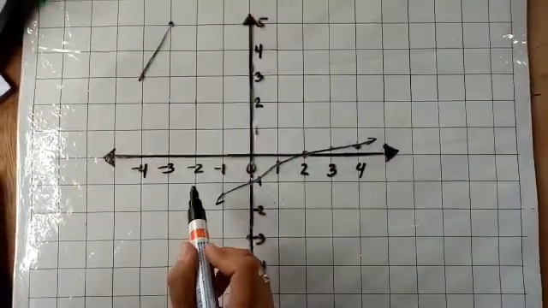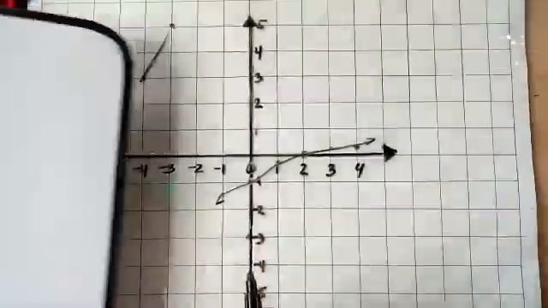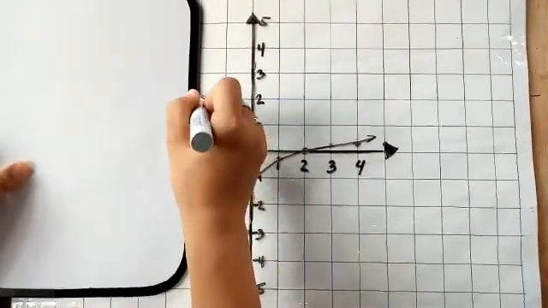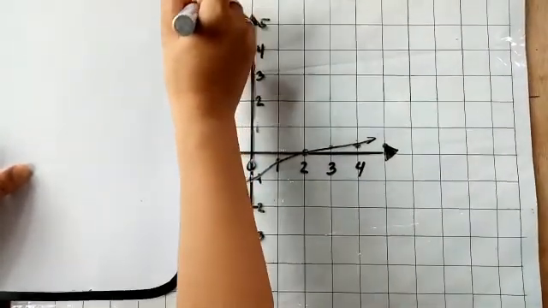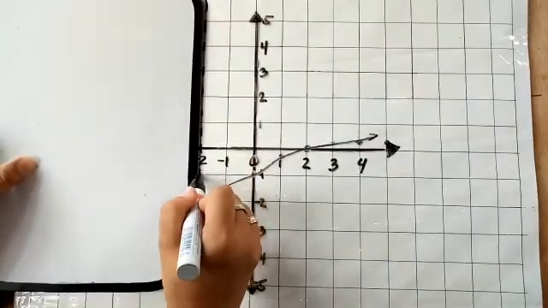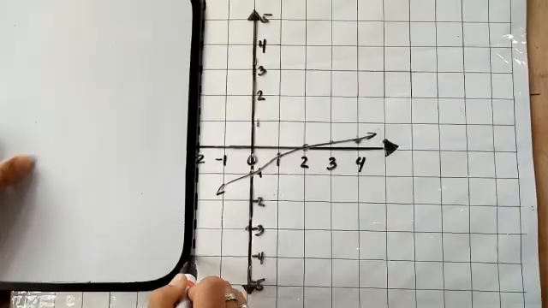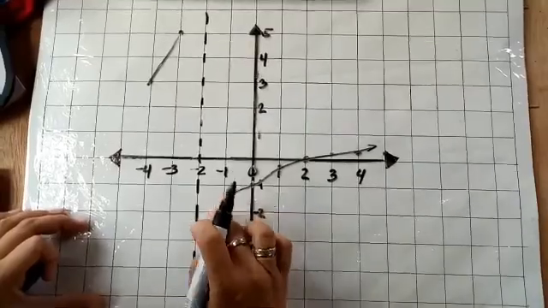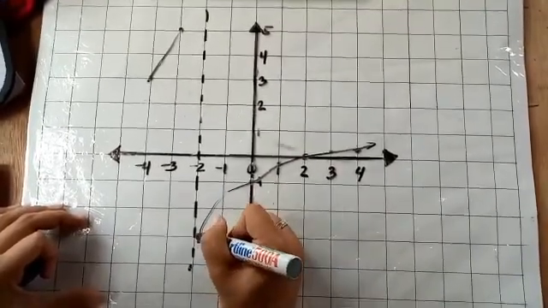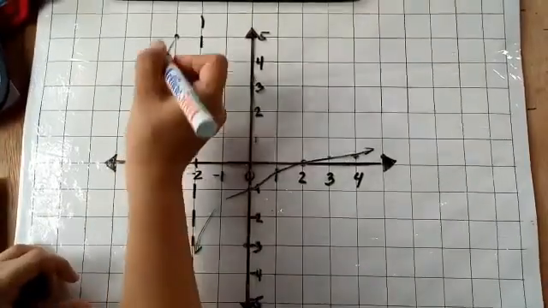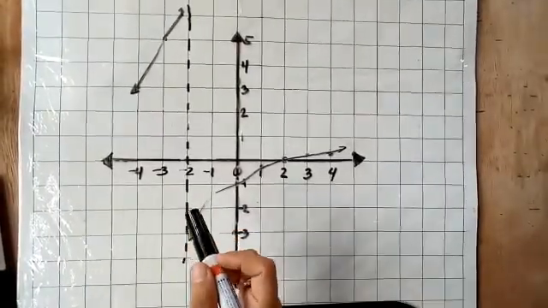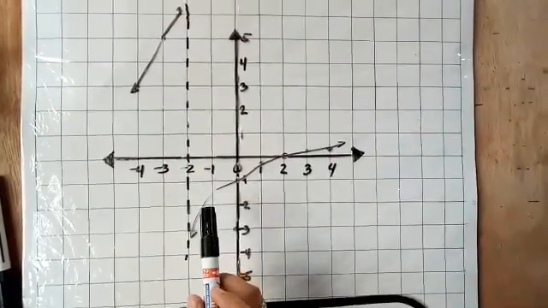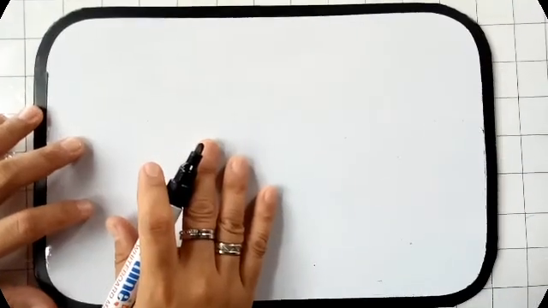Since negative 2 is undefined, this is also where the asymptote is. So we will plot the asymptote as a broken line. The graph will get closer and closer to the asymptote but never intersect. This is the vertical asymptote. Next, we will find the horizontal asymptote.